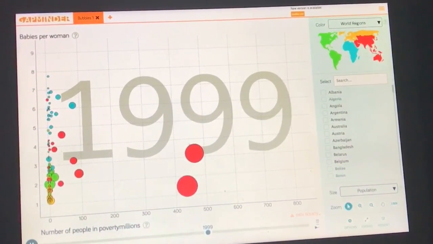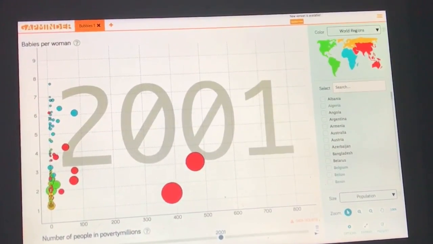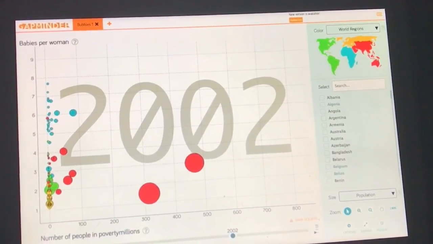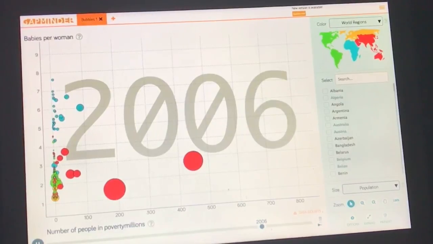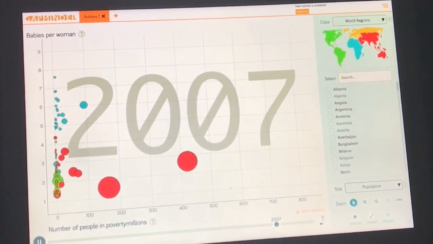Countries with higher poverty may find it beneficial to have more children who can eventually help with labor. In developed countries where poverty rates are lower, the cost of raising a child is more expensive, so it is more optimal for them to have fewer children.